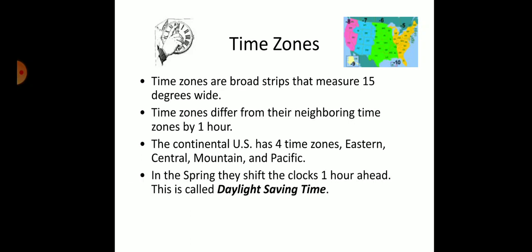In the spring, they shift the clocks 1 hour ahead. They call it daylight saving time, meaning darkness falls later. That's why they shift the clocks 1 hour ahead. In the fall, they shift the clocks 1 hour back.